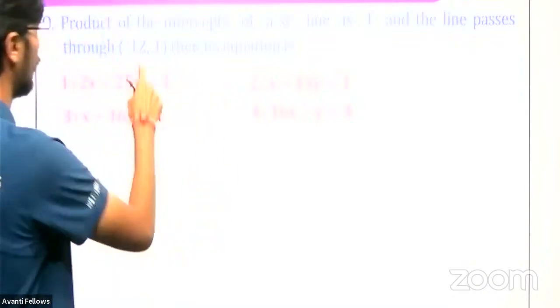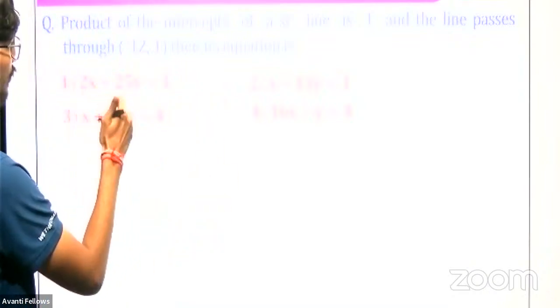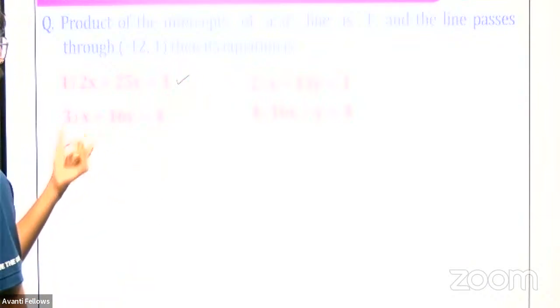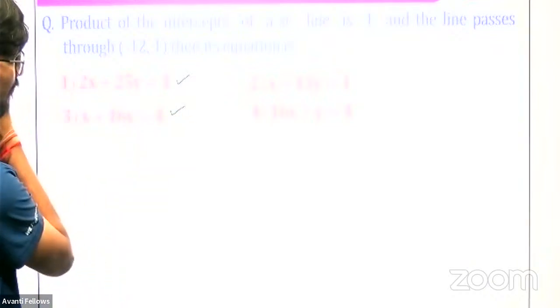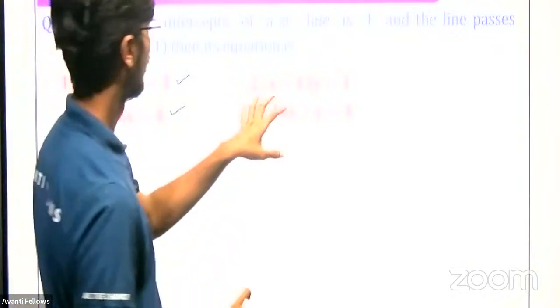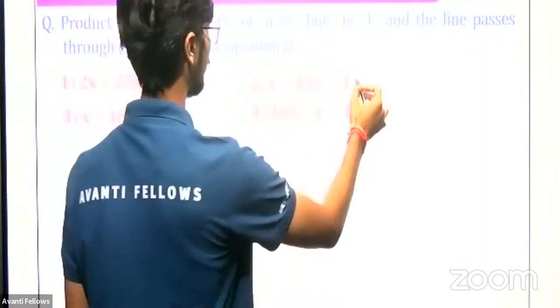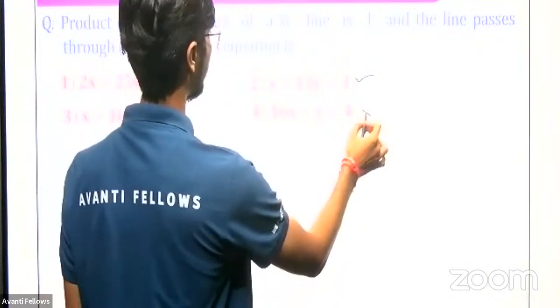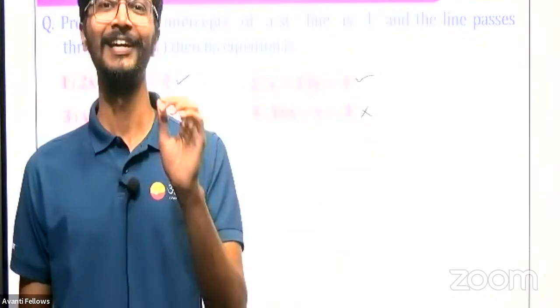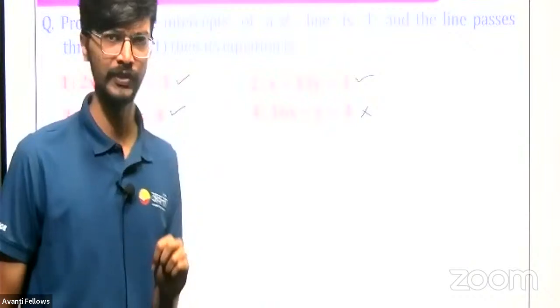If I substitute minus 24 plus 1, yes, this option is satisfied. Here minus 12 plus 1, this is also satisfied, correct? Here minus 12 plus 13, this is also satisfied. And here this is not satisfied, we can clearly see. So that means I reject option number 4, that is option D.